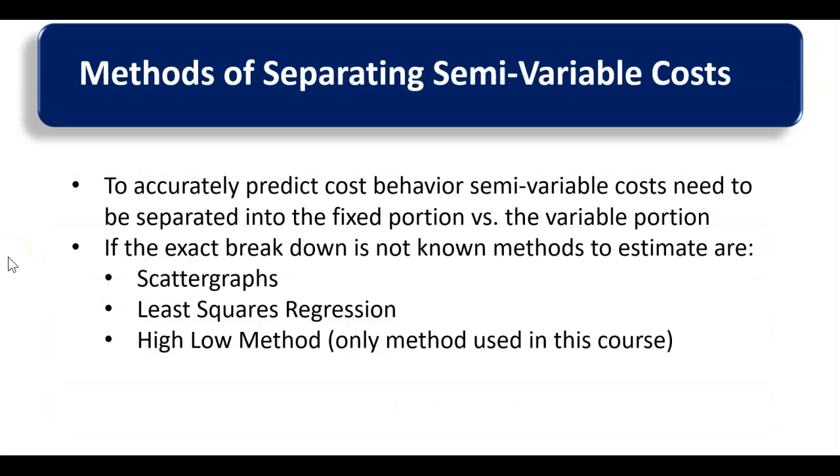So there's several methods of actually breaking down a semi-variable cost into its fixed and variable components. We're really going to just touch on one method to illustrate the concept, but there are several methods you could use. There's scatter graphs, there's least squares regression, and then the method we're going to go over is the high-low method. And the reason we want to break our costs into two components is because to prepare a flexible budget, we need to have all our variable costs in one bucket and all our fixed costs in another bucket.